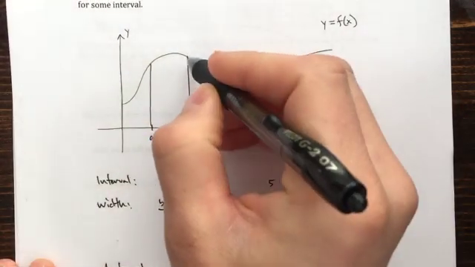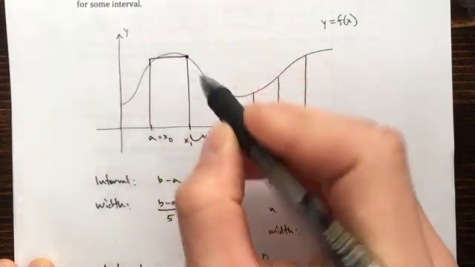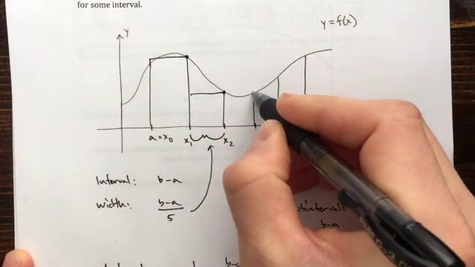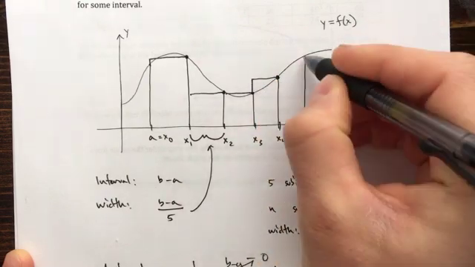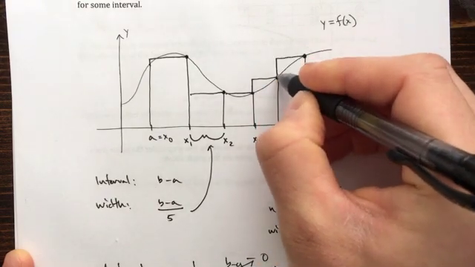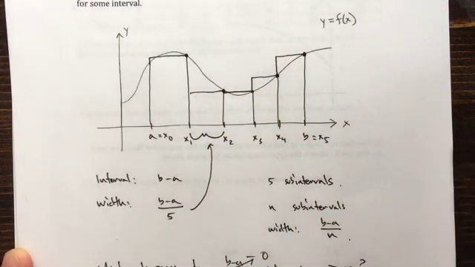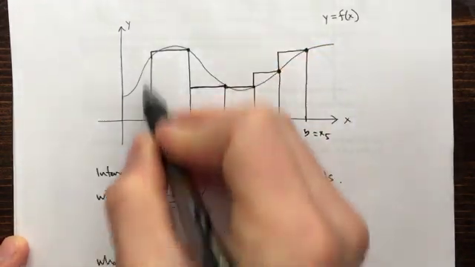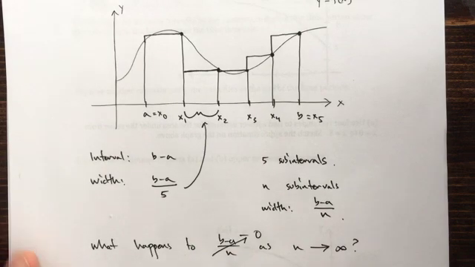So if we use the right hand as the tops of our rectangles, then they would look like this. You might imagine that it doesn't actually matter which side you use if these are getting infinitely narrow, right? Because what you might expect is that the left hand or any point in the middle or the right hand, those approximations might approach each other.